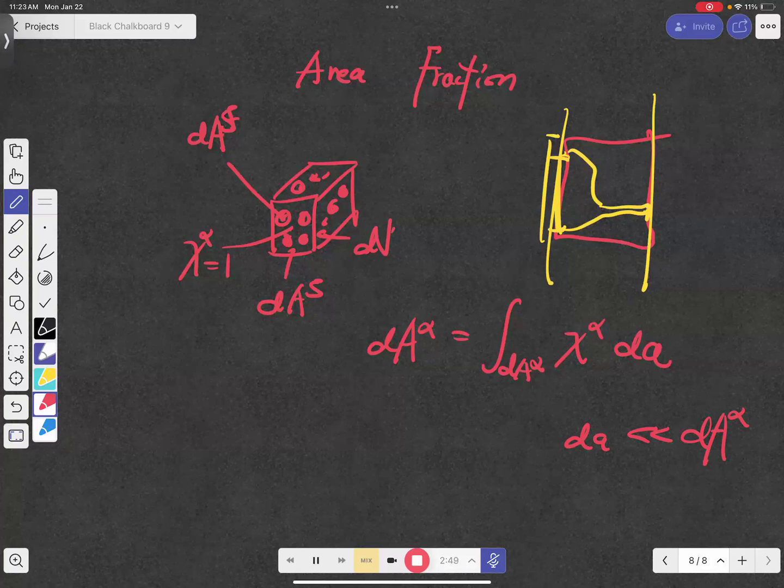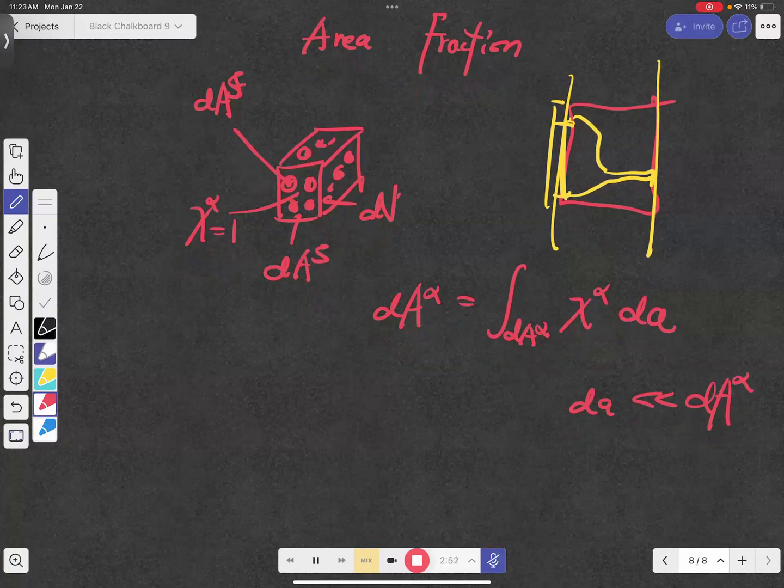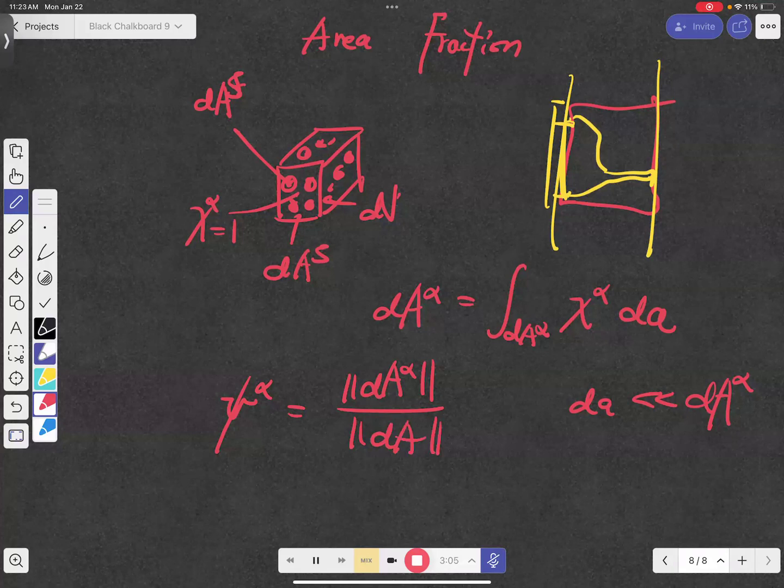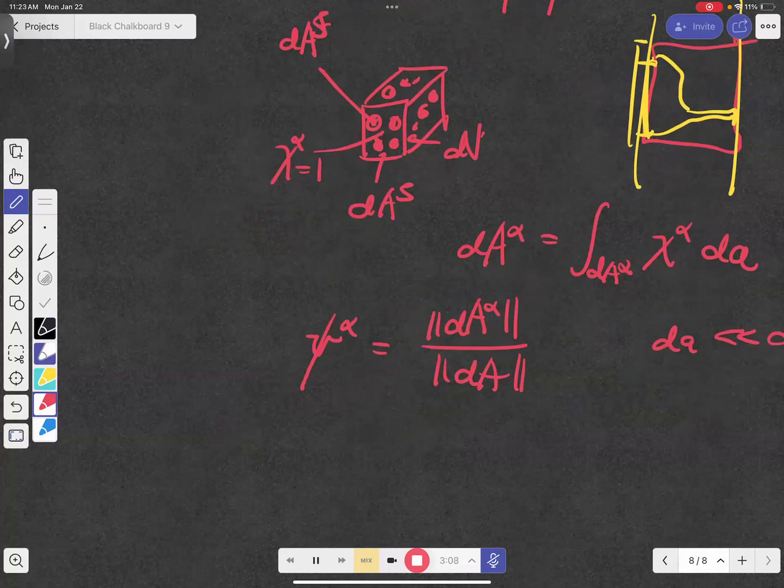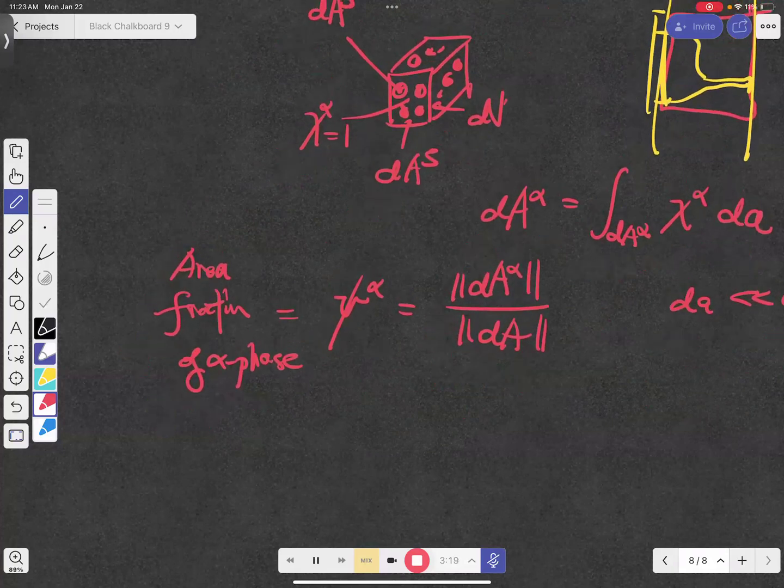Okay, so now in this case, what we can do is the following. If I define the area fractions as this with this label, then the area of the phase divided by the total area will be equal to this. Now this is actually called the area fraction of alpha phase. Okay, and then you can also see the property. Okay, so far so good.